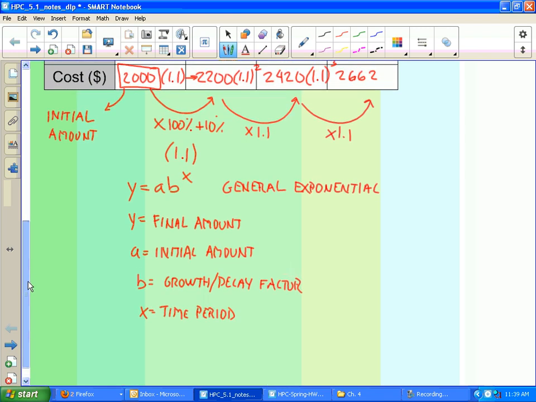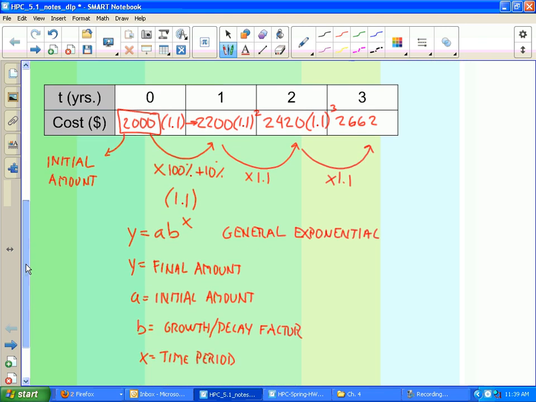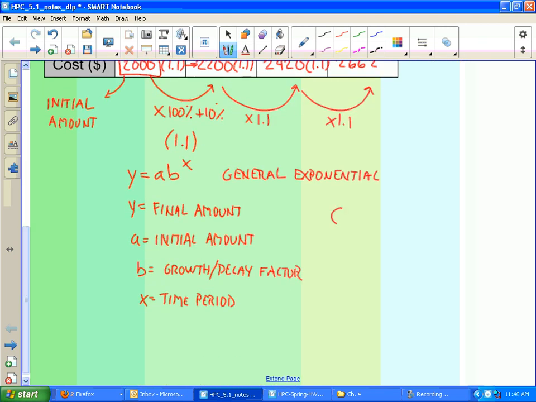So if we set that up here with our cost as a function of time, I want to just see a t in here, and we follow this format, a, b to the x power. All right, we've got to find out what a represents in this problem, what b represents, and we've got to represent x with something. A is our initial amount. Well, we knew that our initial amount in this problem was a $2,000 college tuition semester cost.